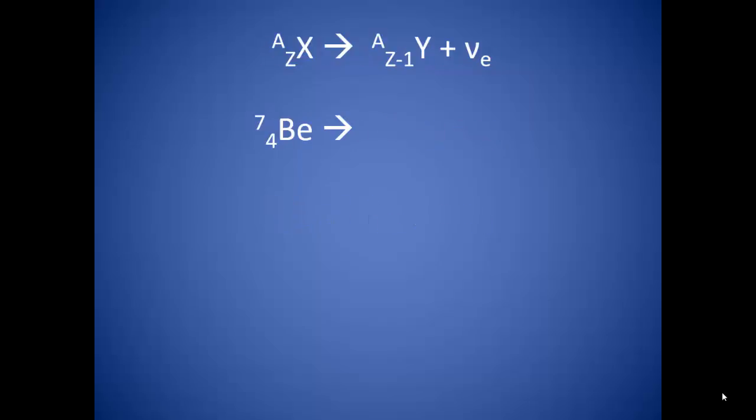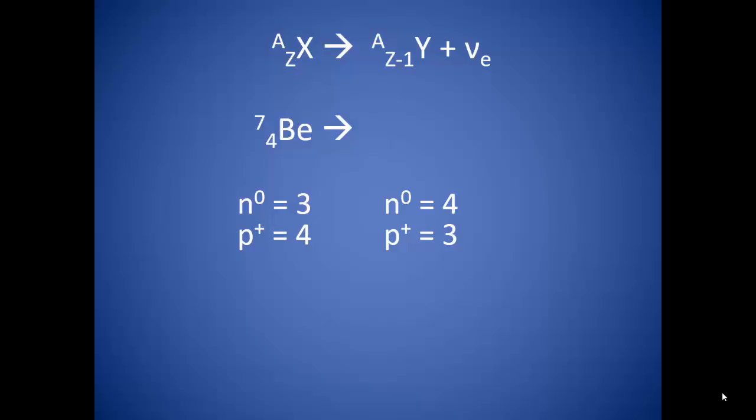So say we have beryllium-7 that will undergo electron capture. The mass number of beryllium-7 is 7, so it starts out with 4 protons and 3 neutrons. One of those protons will capture an electron and convert itself into a neutron. So beryllium-7 used to have 3 neutrons and now it has 4. It also used to have 4 protons, but now it has 3.